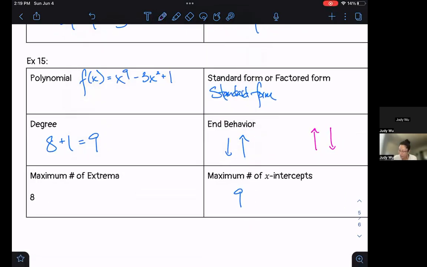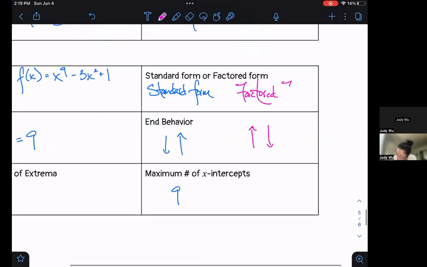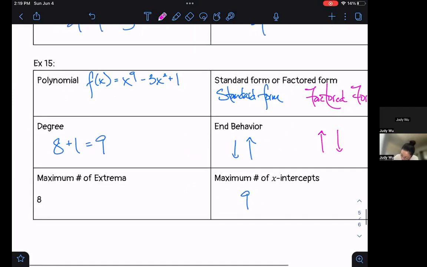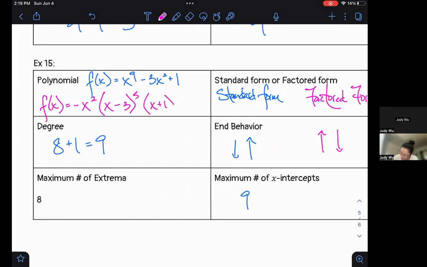But let's try and be creative, right? Let's try and now have one that has an opposing end behavior, up, down. And let's actually try and write it in factored form too, okay? So one example might be f of x equals negative x squared times x minus 3 to the 5th. Let's see, this is degree 2, degree 5, 2 plus 5 is 7. So I have 2 more zeros I can make. So maybe x plus 1 and x minus 7.